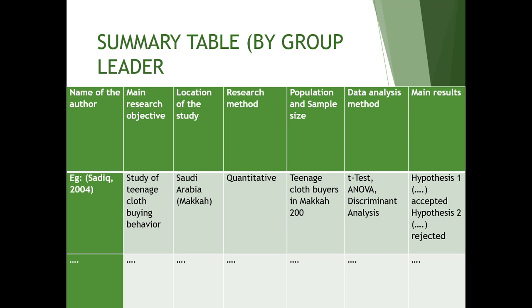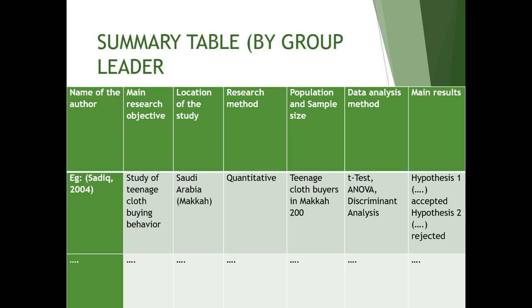7 sections. Each member has got two, so there will be 16, 17, 18 rows, 16 or 18 rows, and she will start writing. Number one, name of the author. You don't have to write the full name of the author. You have to write it as standard, like Sadiq 2004. This is the standard way of writing the citation.